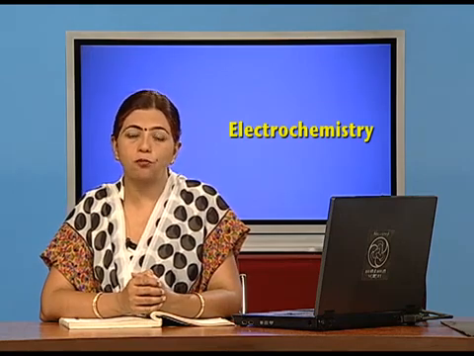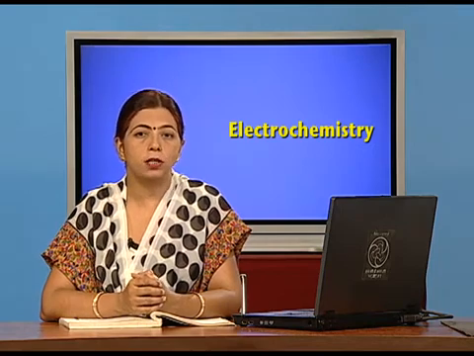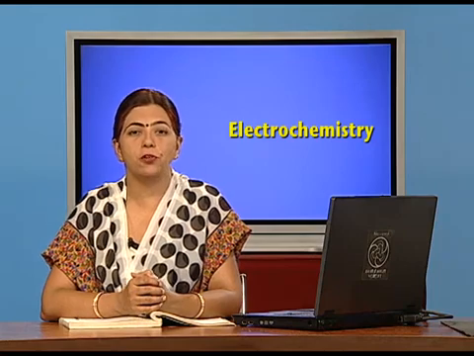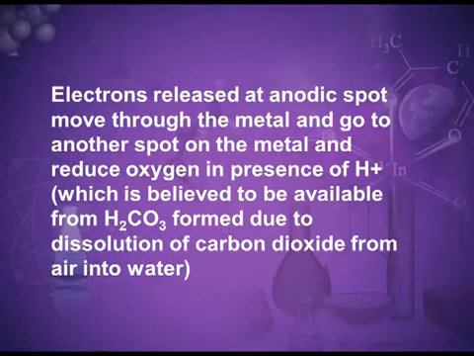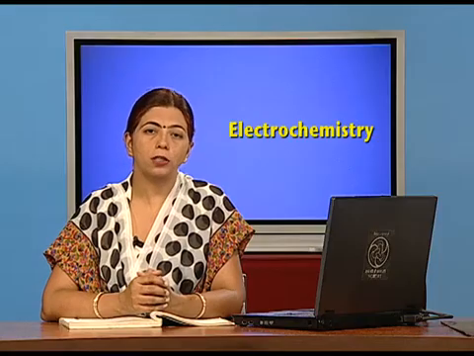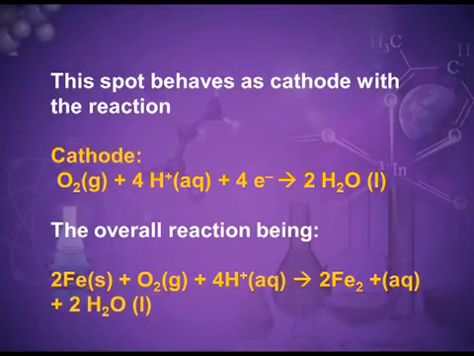These electrons move through the article and reduce oxygen at another point in the presence of hydrogen ions. Now, from where do these hydrogen ions come? Actually, atmospheric carbon dioxide in the presence of moisture forms carbonic acid, that is H2CO3. This carbonic acid provides hydrogen ions. The oxygen in the presence of hydrogen ions accepts electrons and gets reduced to form water. It all takes place at the cathode. I have already explained, oxidation takes place at anode and reduction takes place at cathode. Oxidation is the loss of electrons and reduction is the gain of electrons.